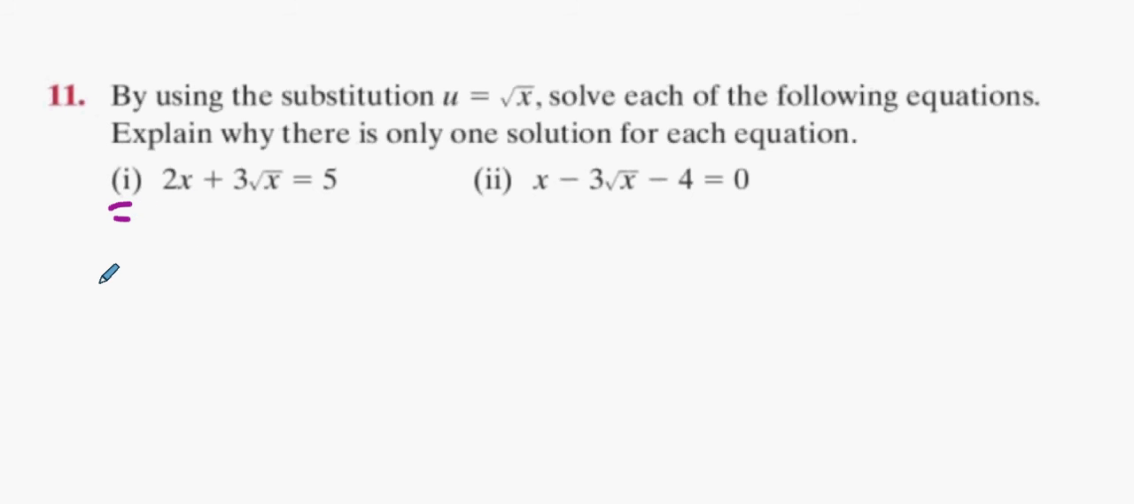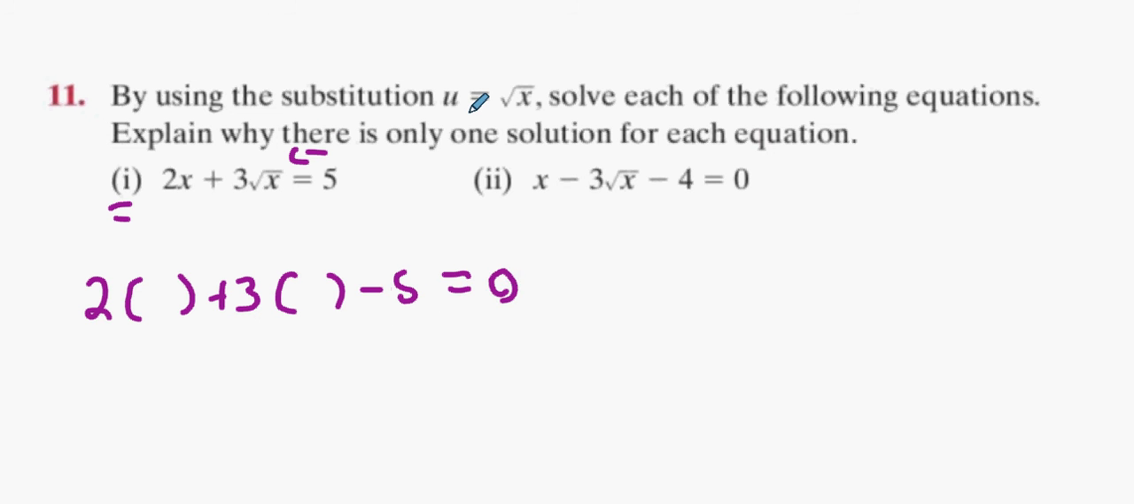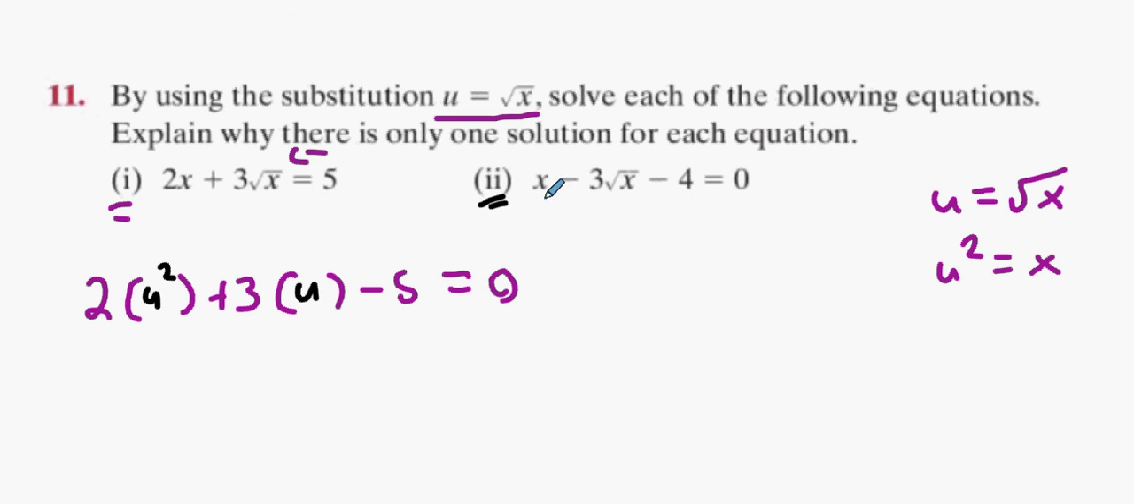Ready for this? 2 times blank plus 3 times blank equals 5, take away 5 equals 0. Now, what does it tell me to do? u equals root x. If u equals root x, what's u squared? So what does this become? Minus 5. Alright, finish that one off and then do 11 part 2.